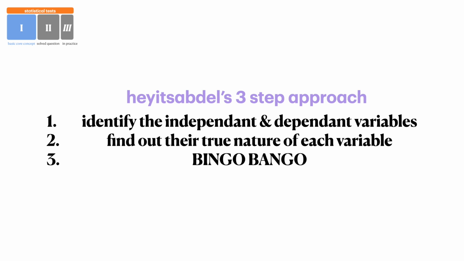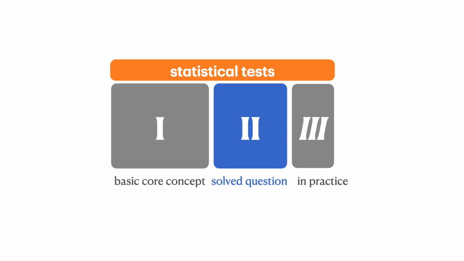Step number 1, identify the independent and the dependent variables. Step number 2, really find out the true nature of each variable. Are they qualitative or are they quantitative? And then you got your trusty 2x2 table, bingo bango, get the answer right, move on, 3 marks, easy peasy. To see that in practice, let's go through some solved questions and try to see how to actually apply this 3-step approach to any NBME question on this topic.